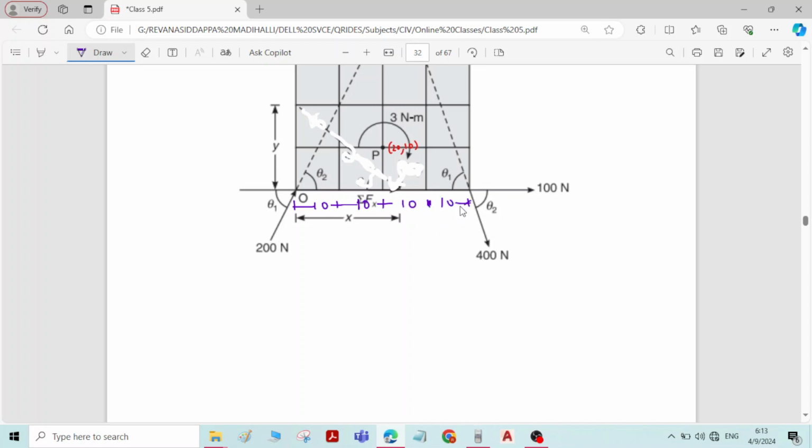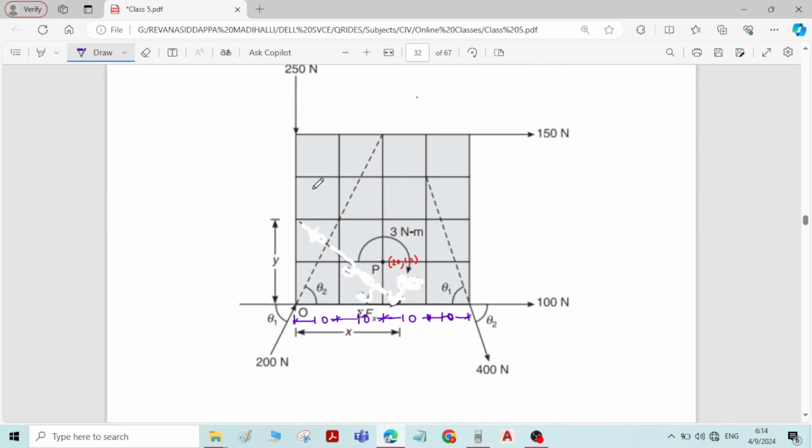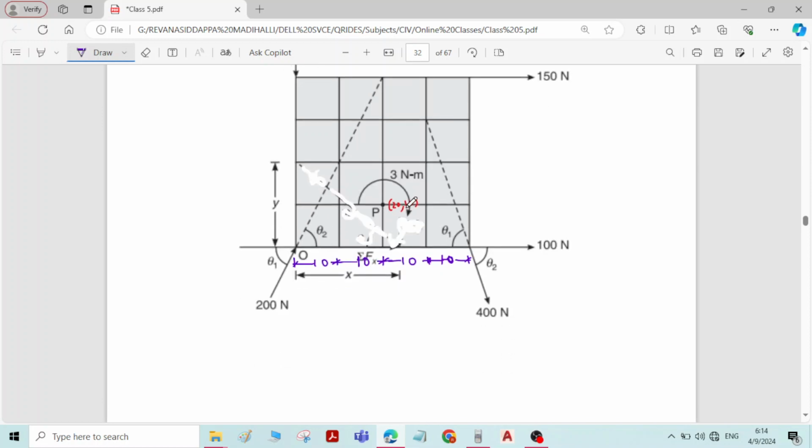So the dimensions of the rectangle are not given in this problem. What is given is the coordinates of the point P. Referring to the coordinates, we have to find the length of the rectangle, or I think it is a square. Yes, it is a square, the length of the square. So y ordinate is 10, which means that each grid has 10 mm length.